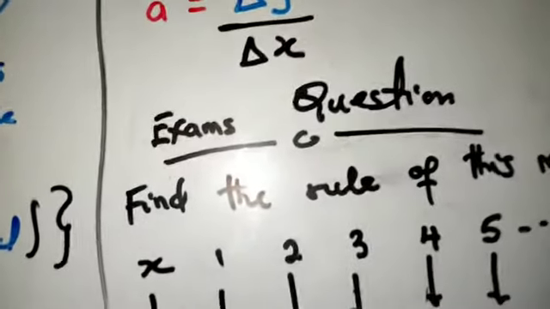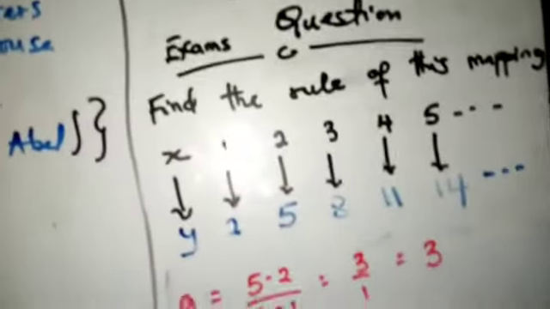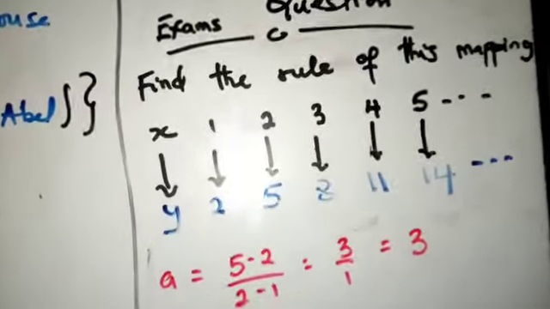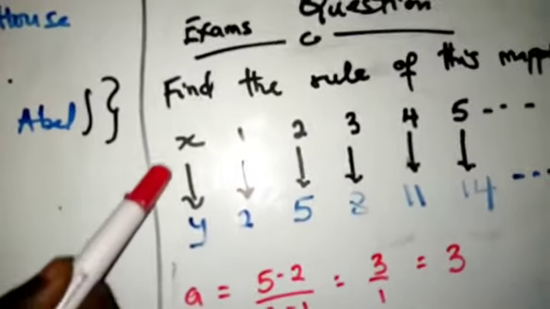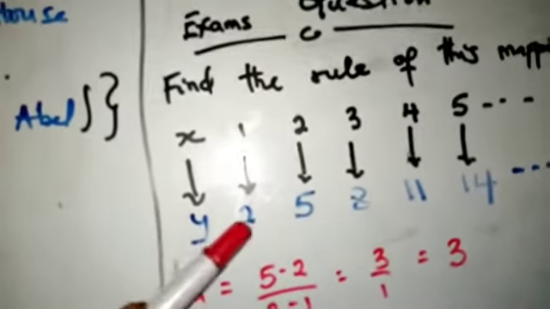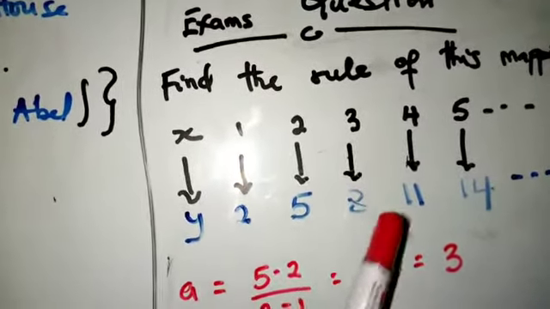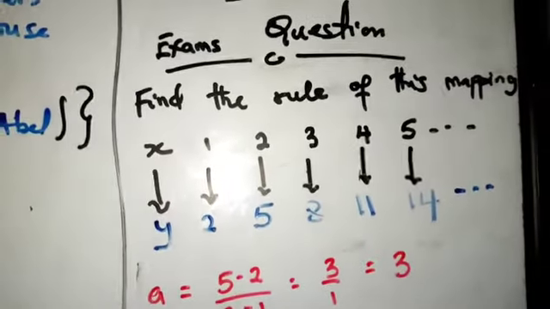Alright, so let's use a simple exam question to demonstrate that. Now let's say we have this diagram here that says we should find the rule of this mapping. As you can see, x maps to y: 1 maps to 2, 2 maps to 5, 3 maps to 8, 4 maps to 11, 5 maps to 14. That is very, very simple.